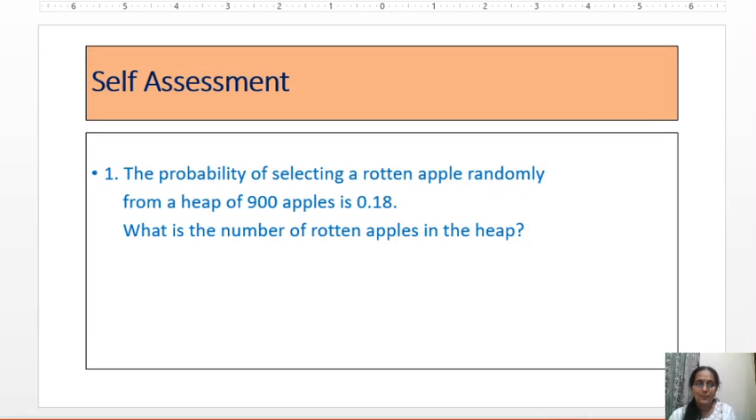1 by 5. Yeah, now you have solved many sums. If you are clear in your probability concept, you can solve this self-assessment question by yourself.